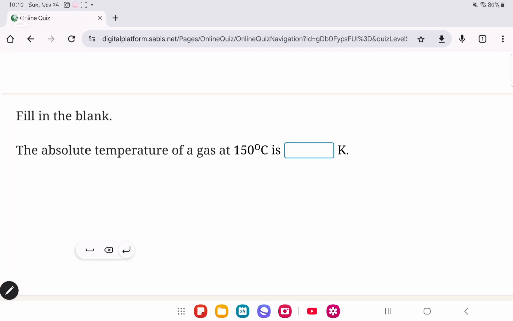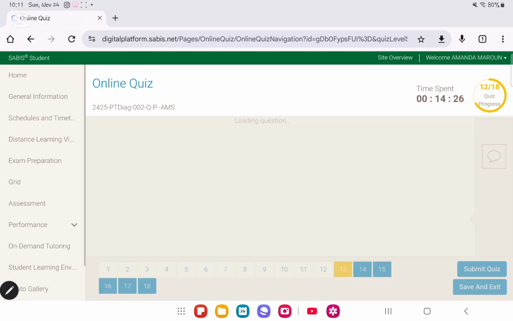Question number 13. The absolute temperature of a gas at 150 degrees Celsius. Very simply, to find the absolute temperature of something, you're gonna add 273 to it. So 150 plus 273 is then 423 Kelvin. So 423 Kelvin.